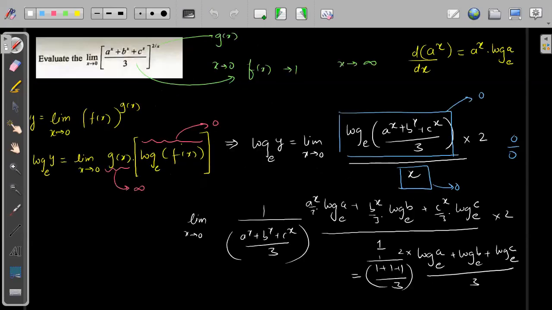So let's check it once again. Anything you are not able to understand, you can ask. I will explain once again. I hope everybody understood. So the answer is (abc) to the power 2 by 3. If there is anybody who did not understand, just send me a message. I will explain once again whatever part you're not able to understand.